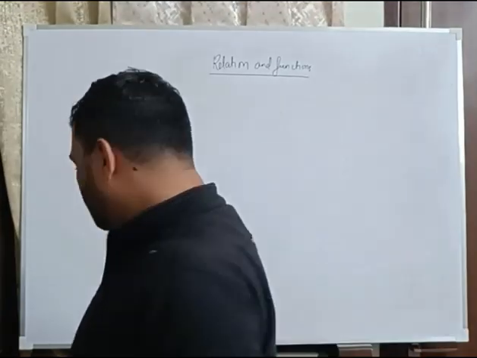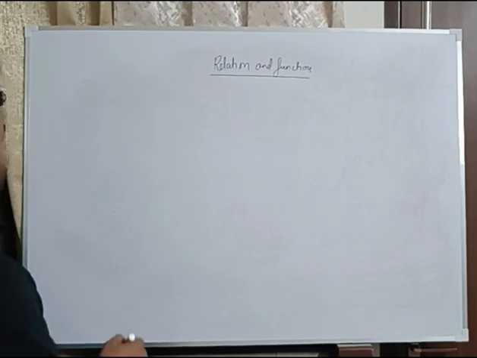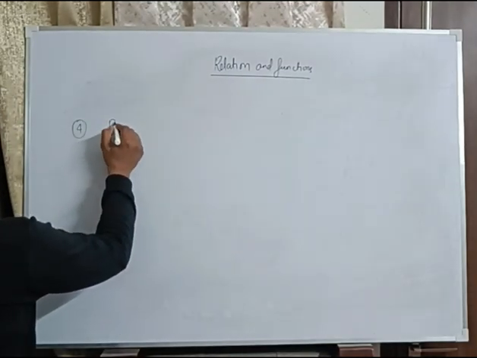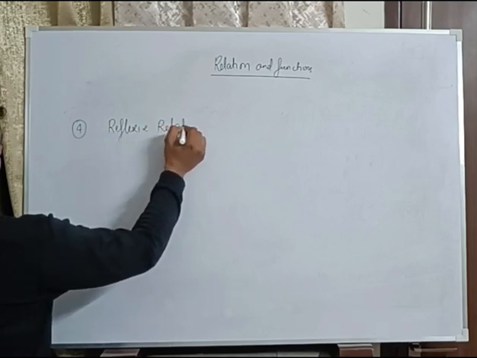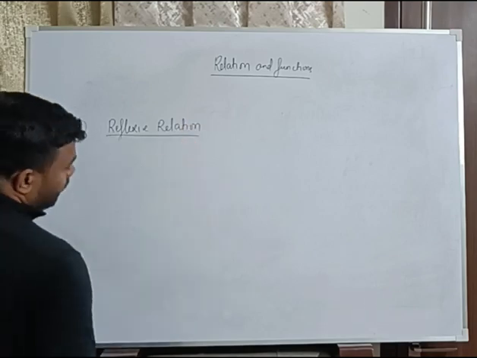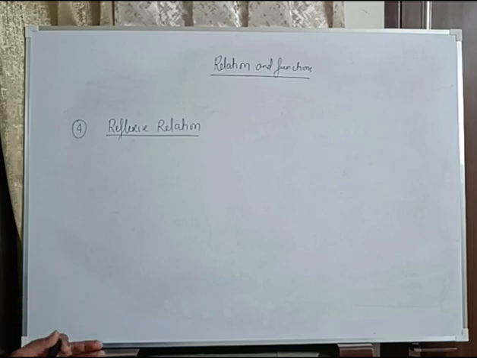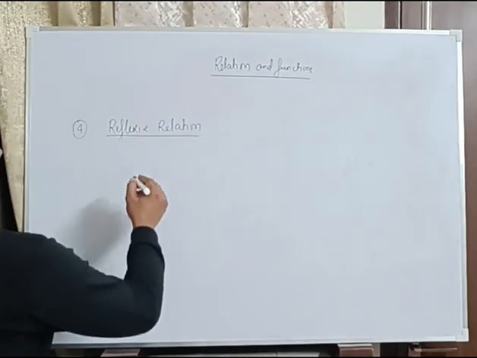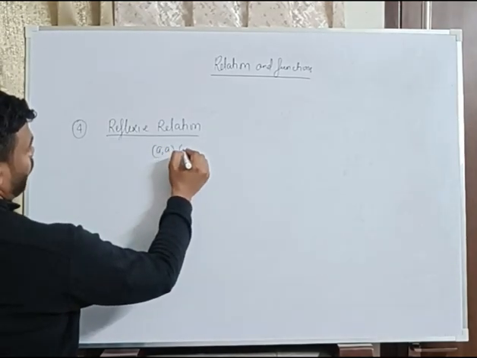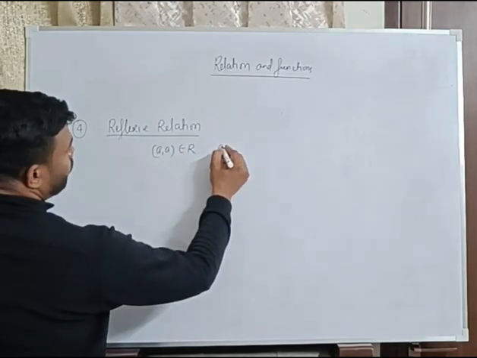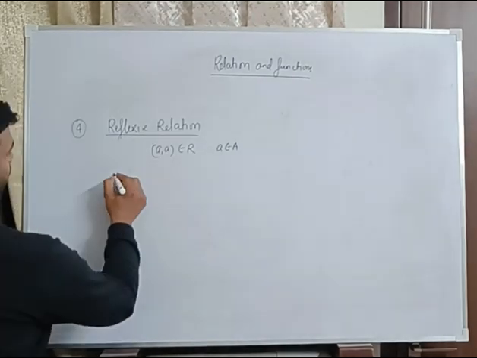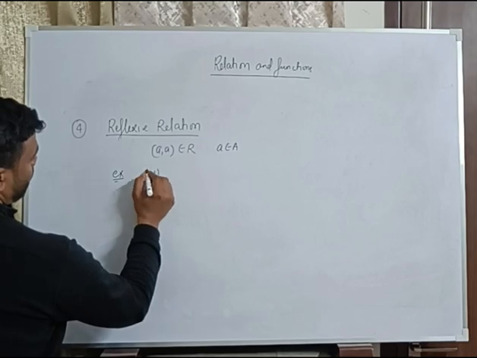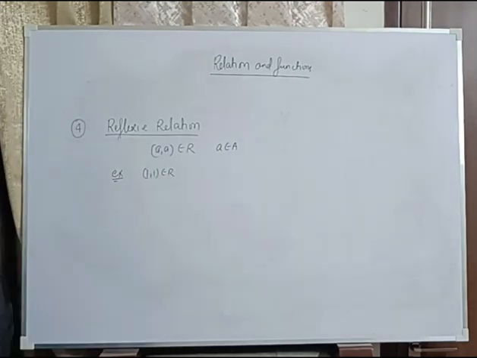Okay, so now we are going to do the fourth type of relation, that is called reflexive relation. This is a very important topic for class 12th. If every element in A is connected with itself, then it is known as a reflexive relation. For example, if a comma a belongs to R, where a belongs to set A. Let me give you an example like this: 1 comma 1 belongs to R. Then it is a reflexive relation.